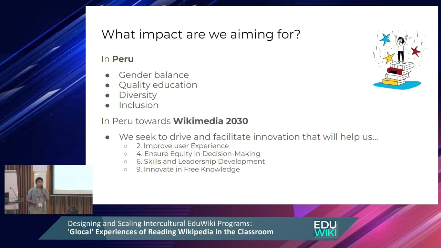And how are we looking at this towards Wikimedia 2030? We are seeking to drive and facilitate innovation that can improve the user experience regarding Wikimedia projects, and ensure equity in decision-making, skills and leadership development, and innovative and free knowledge. All these projects come together, and we are not only focusing on reading Wikipedia in the classroom, but also leveraging, for example, Wikisource, Wikidata, and so on.